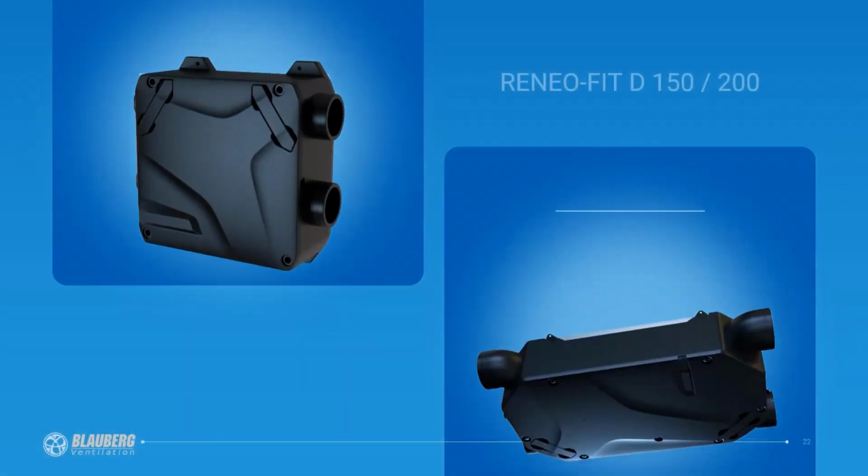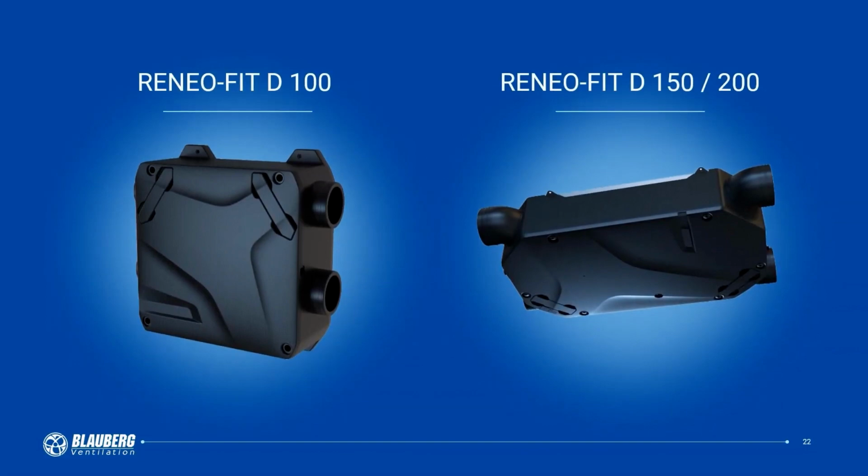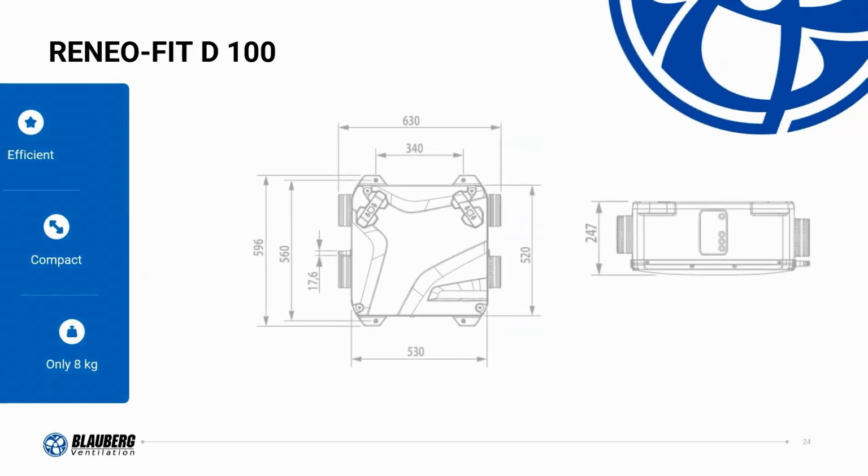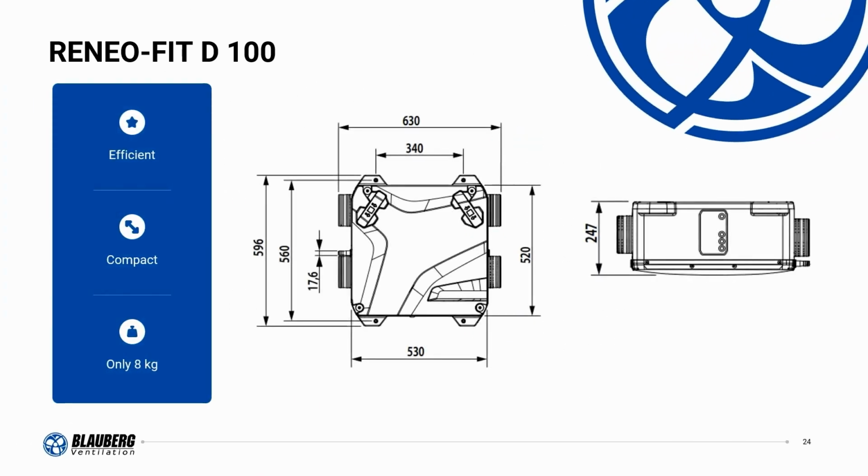The Reneo Fit series includes compact suspended units with EPP casings designed specifically for retrofit projects. The Reneo Fit D100 is a compact AHU with an airflow rate of up to 110 cubic meters per hour. It is a compact, quiet, and efficient ventilation solution. An excellent solution for small spaces up to 40 square meters.